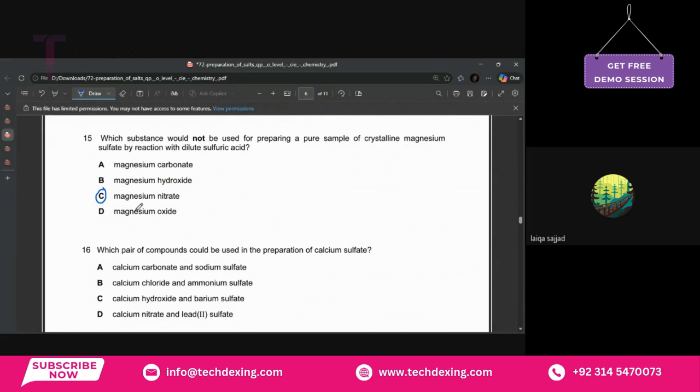Then we are given: which pair of compounds could be used in the preparation of calcium sulfate? A, calcium carbonate and sodium sulfate; B, calcium chloride and ammonium sulfate; C, calcium hydroxide and barium sulfate; D, calcium nitrate and lead sulfate. Is it calcium chloride and ammonium sulfate? Very good, excellent. It's calcium chloride and ammonium sulfate.